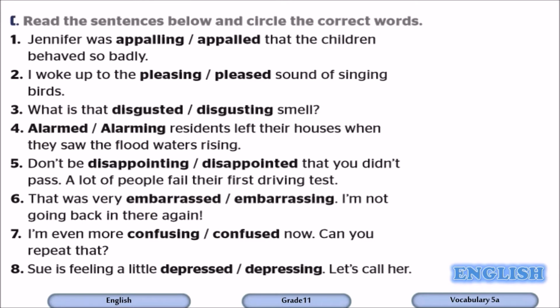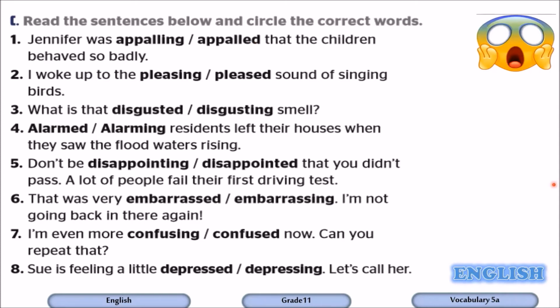Let's practice and move on to activity C in the student book. Read the sentences below and circle the correct words. Jennifer was appalling or appalled that the children behaved so badly. So appalling means shocking and appalled means shocked. And let me remind you, if the adjective ends in -ing, it describes what causes a feeling and not the feeling itself, what describes a situation. If the adjective ends in -ed, it describes the feeling.